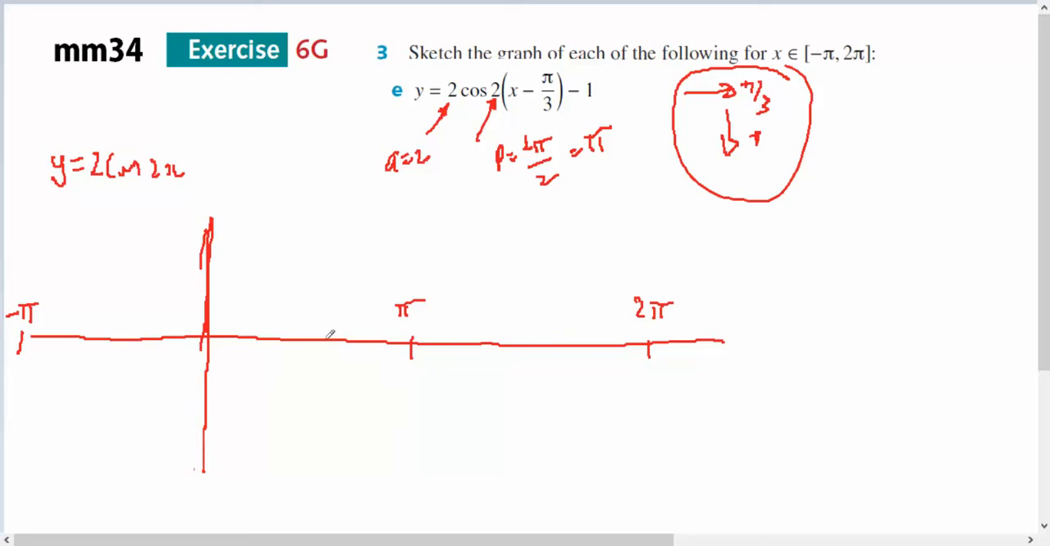Okay, so I'm going to have pi on 2, pi on 4, 3 pi on 4. And I'll put in a mark of 2 and negative 2. I'll put in some guiding lines for 2 and some guiding lines for negative 2.